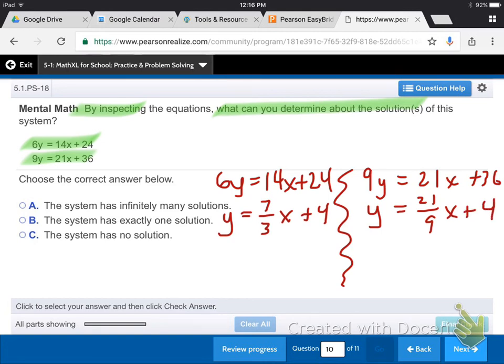Now, this slope is 7 over 3, and this slope is 21 over 9. They look different, but are they in fact the same? Because can I take 21 and 9 and divide both numbers by 3? The answer is yes. I can simplify the fraction, and so 21 divided by 3 is 7, and 9 divided by 3 is 3. And look at that. I do in fact have the same exact slope as the other side of the equation and the same y-intercept, which means you can tell me now that these lines have an infinite number of solutions.